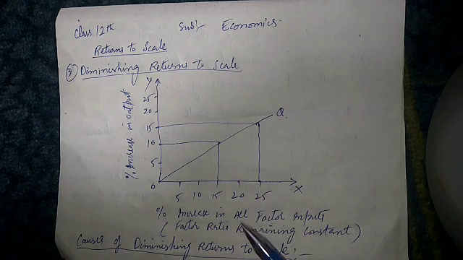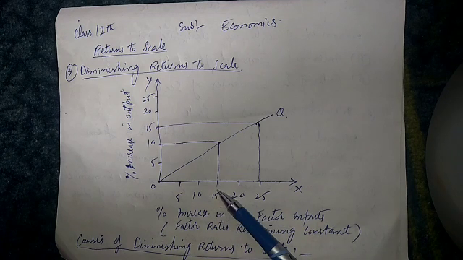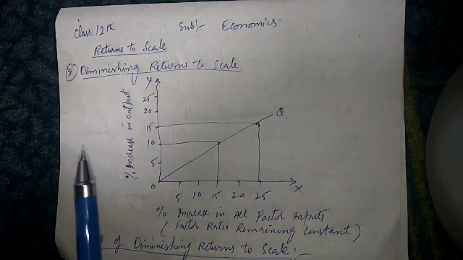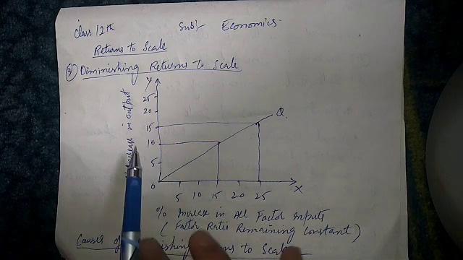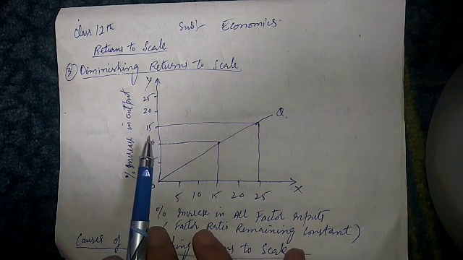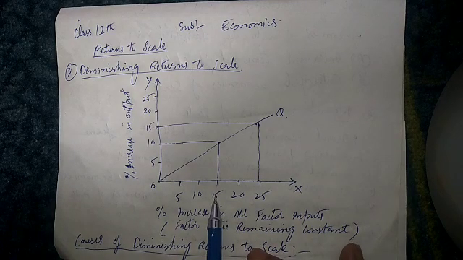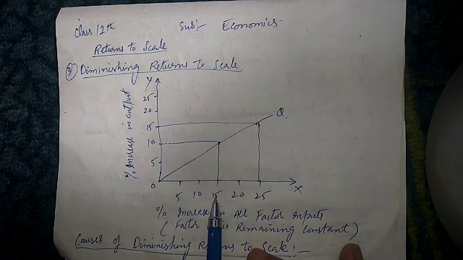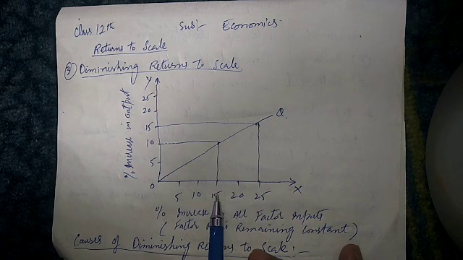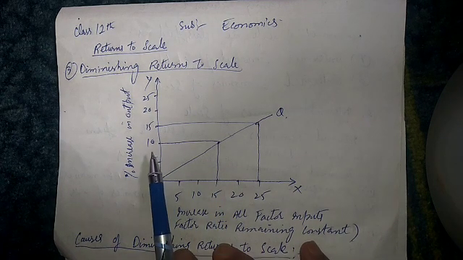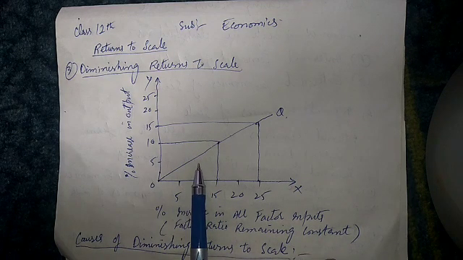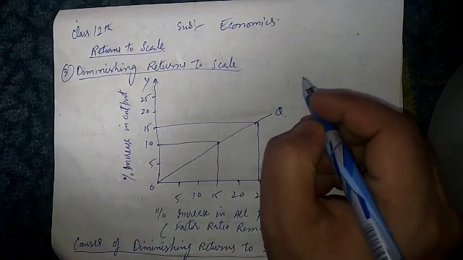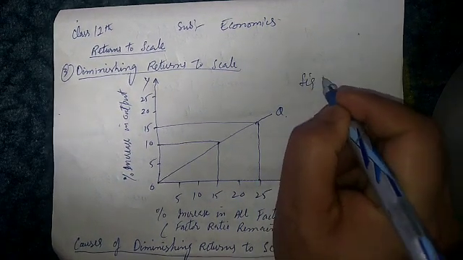See, if a 15% increase in all factor inputs causes, say, a 10% increase in output, it is a case of diminishing returns to scale. See figure 3.